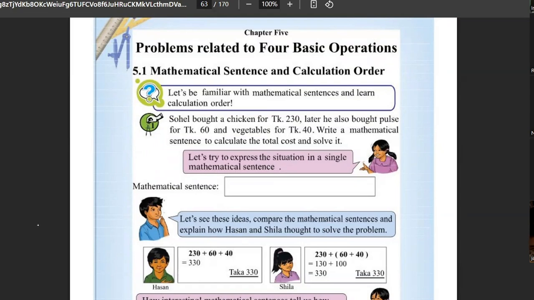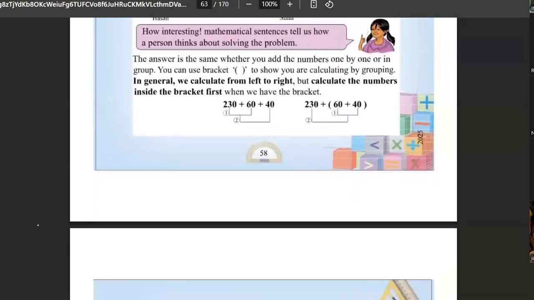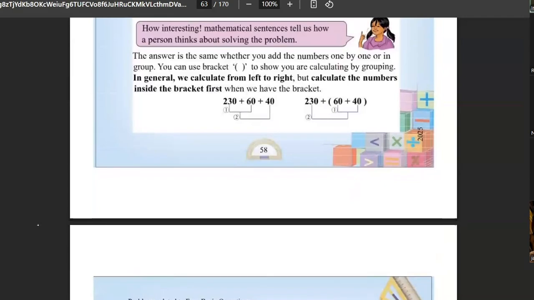So what were you learning in this chapter? Addition, subtraction, division, and multiplication, right? Okay. And you also learned a bit about brackets, okay?